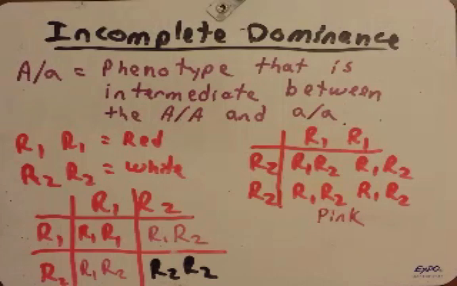Now, in the case of an exam, it's unlikely I'm going to use this example. I'll use another example where you have to look at it and say that the heterozygote is intermediate, is somewhere in between the two extremes, in between the fully dominant and the fully recessive. Okay, let's talk about codominance next.